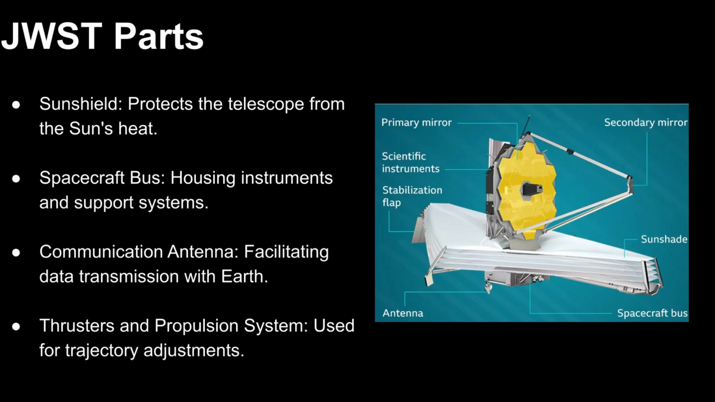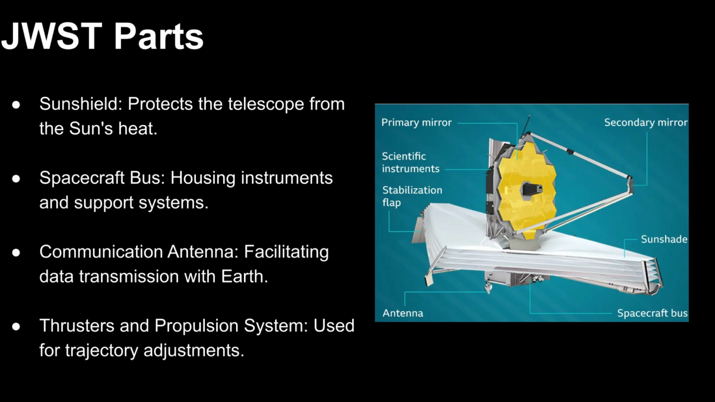The first part is the sun shield, which protects the telescope from the sun's heat. Second is the spacecraft bus, which houses the instruments and support system. Then there are the communication antennas, which are super important because they facilitate data transmission with Earth. And lastly, the thrust and propulsion system, which is used for trajectory adjustments, basically moving around.